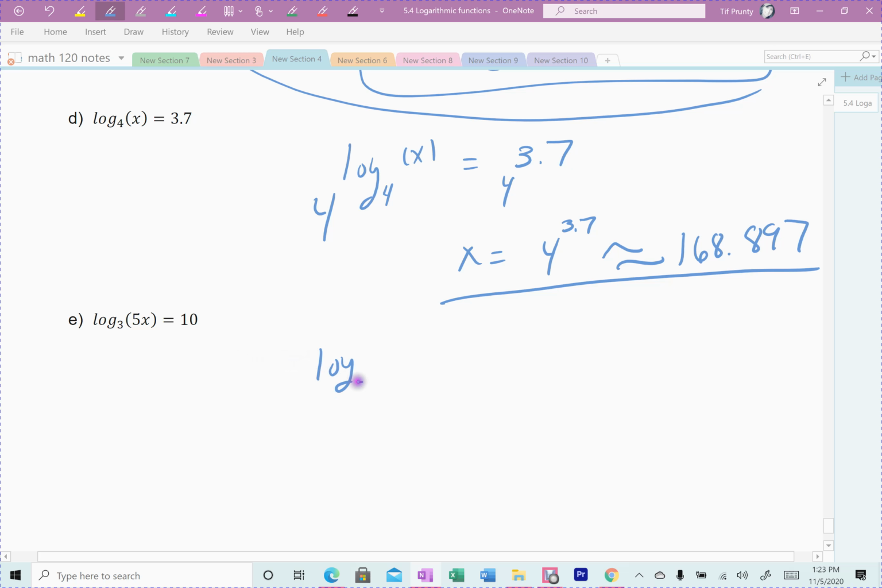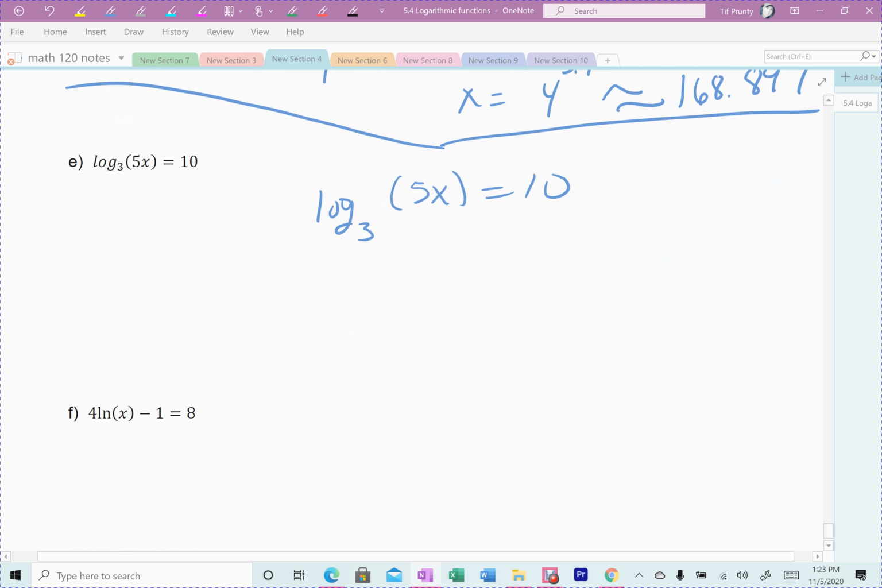Alright, the next example. So I've got log base 3 of 5x equals 10. This one's going to be a little more complex because there's a 5x inside. First part's the same though. I get rid of the log by taking it to the 3. So 3 raised to the log base 3 is going to leave me with 5x on this side. And then on that side I have 3 raised to the 10th power. And then I divide by 5. So x is 3 raised to the 10 divided by 5, and this is going to be a pretty big number.